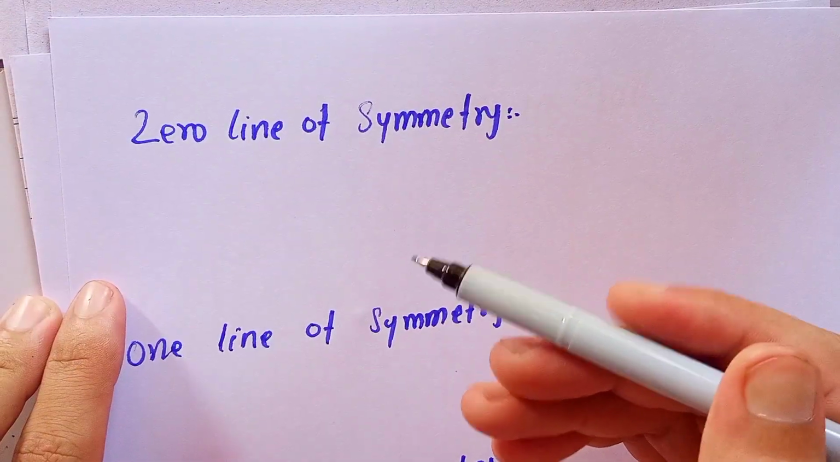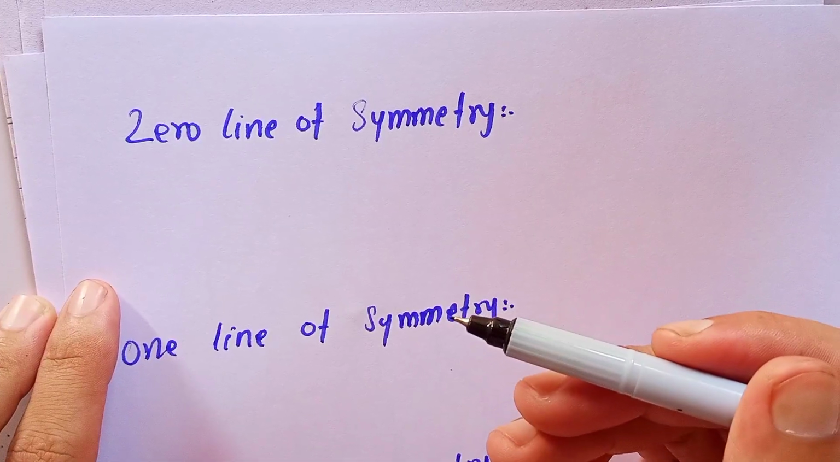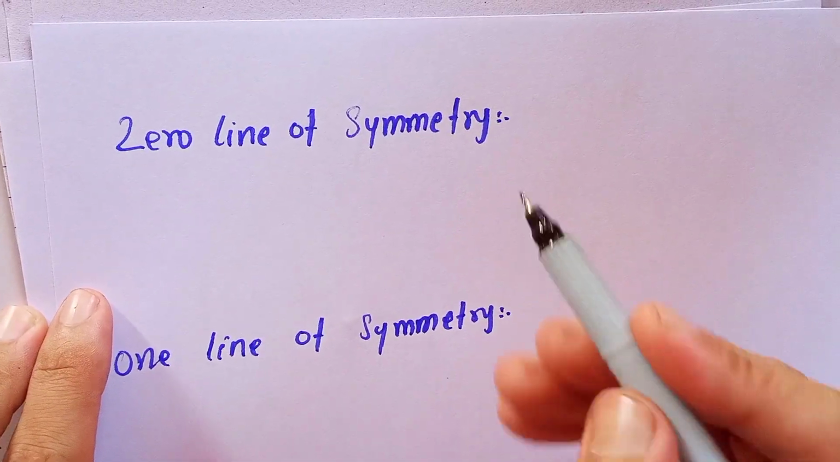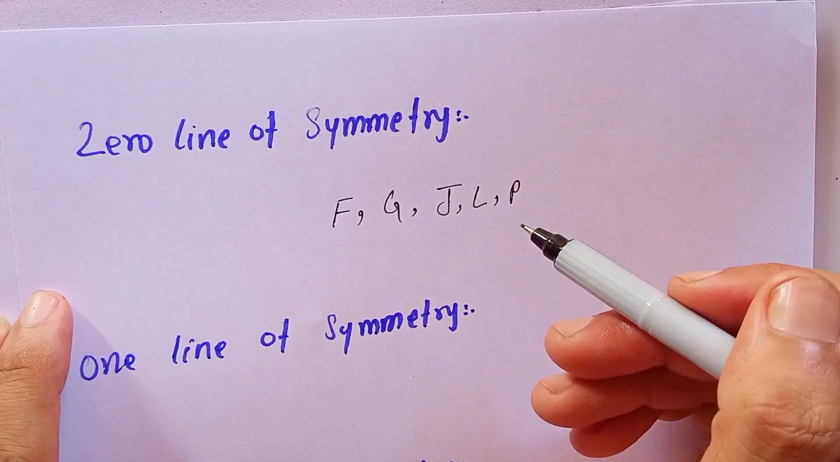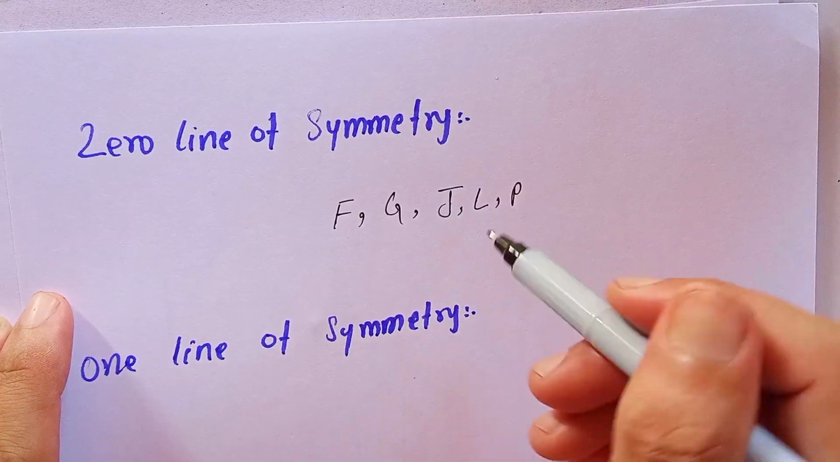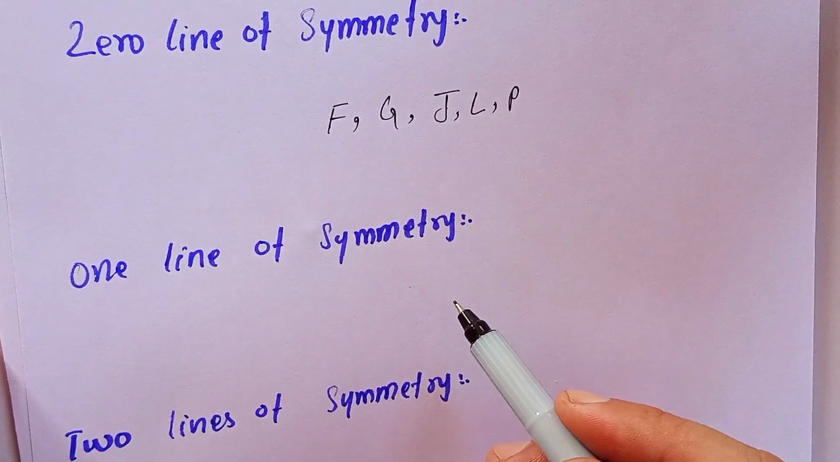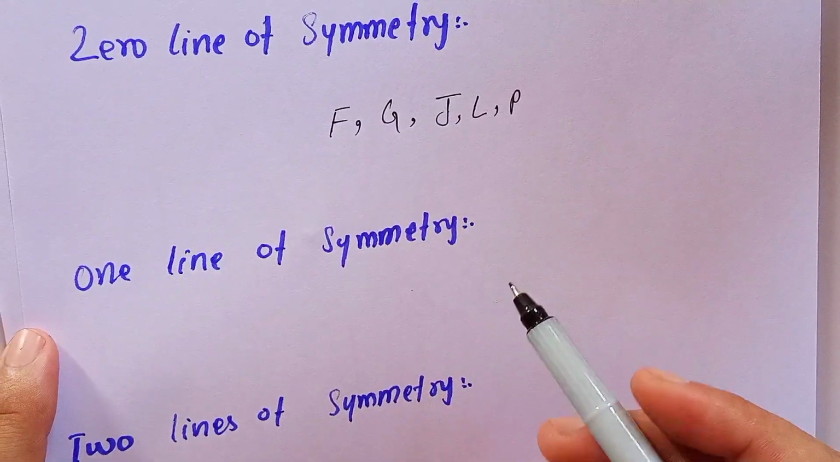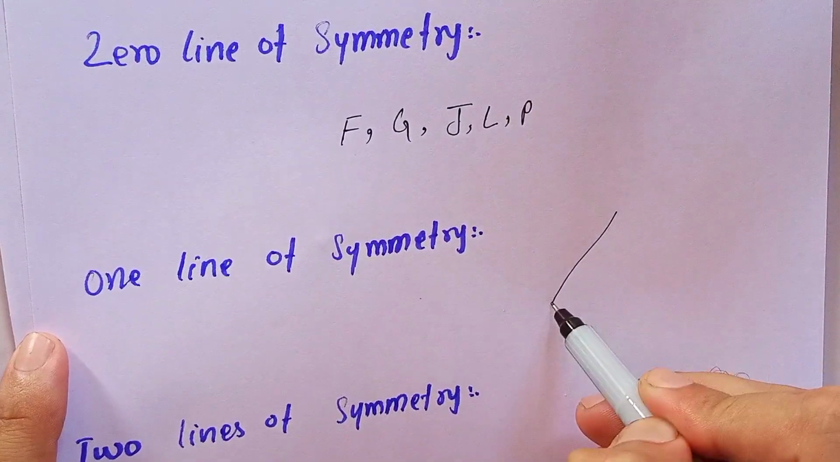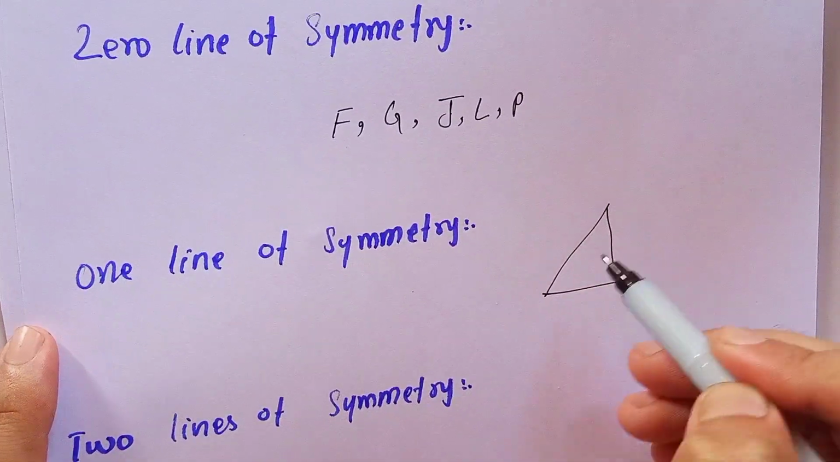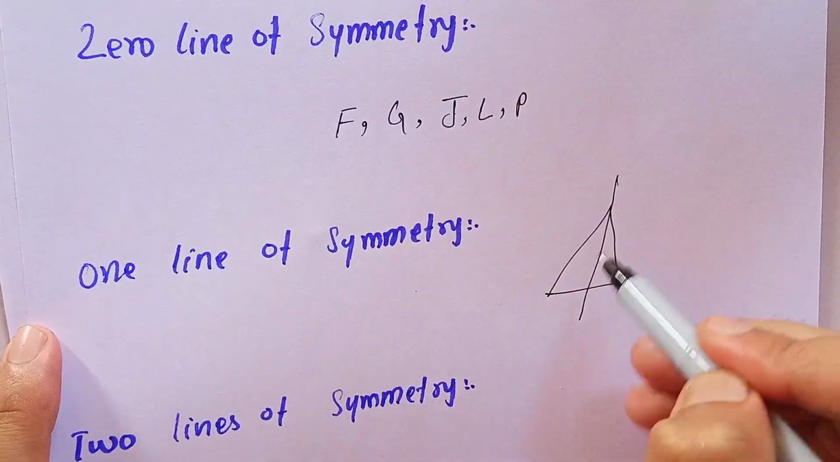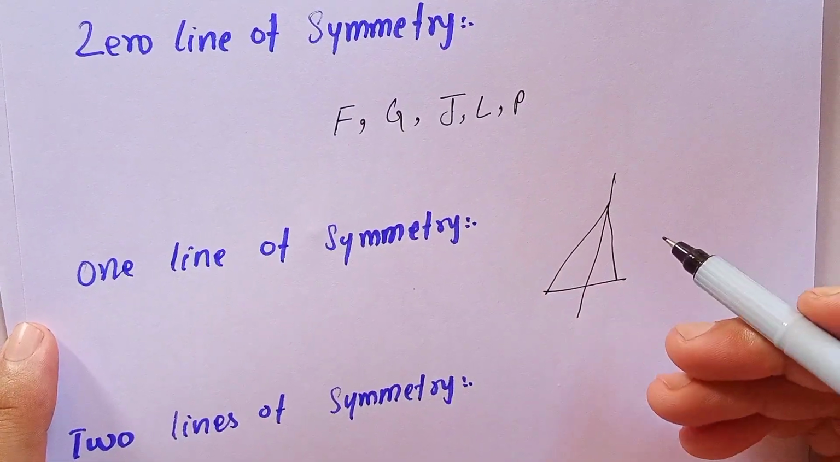Zero lines of symmetry. There are some shapes that have zero lines of symmetry. For example, these are alphabet letters that do not have a line of symmetry. One line of symmetry. Shapes which have one line of symmetry include the triangle, the isosceles triangle. For example, this is a triangle. It has one line of symmetry, right? So we can say that this is one line of symmetry.